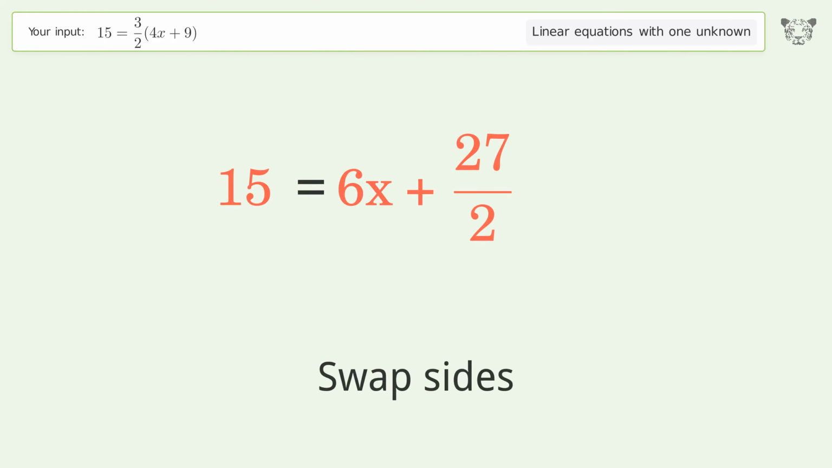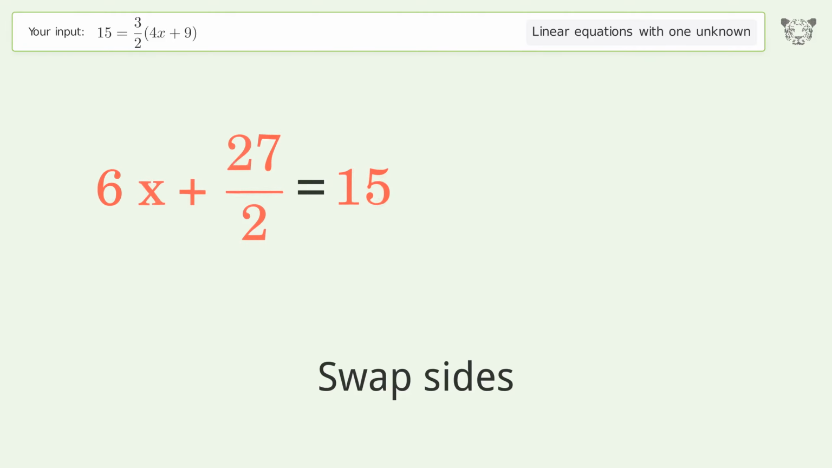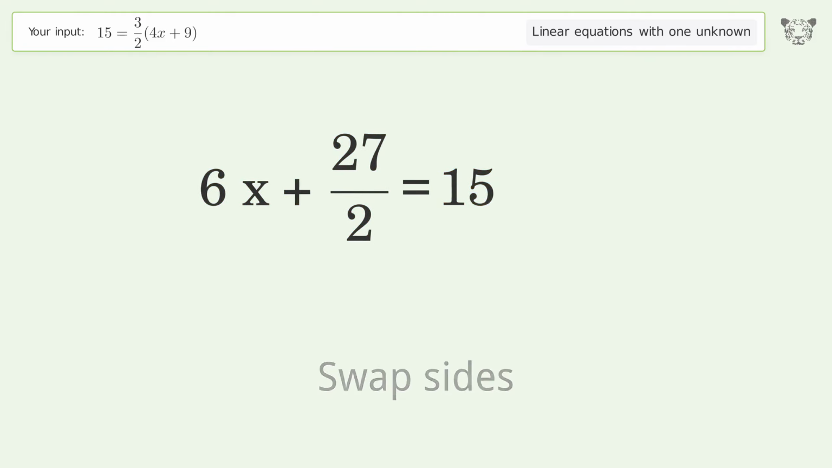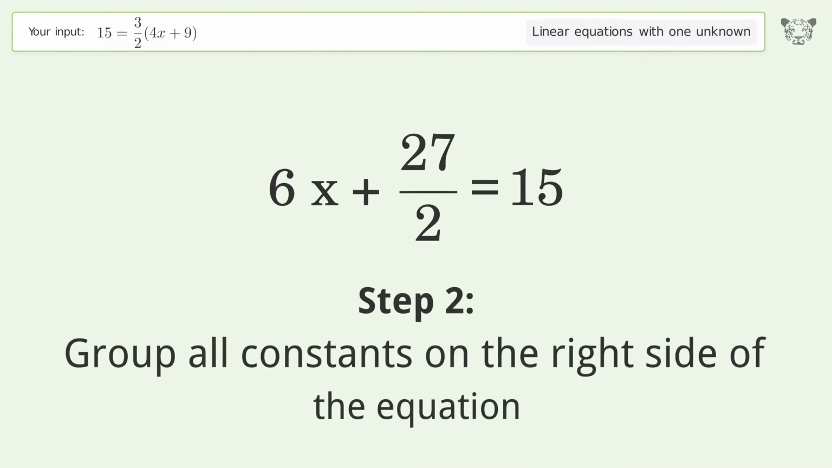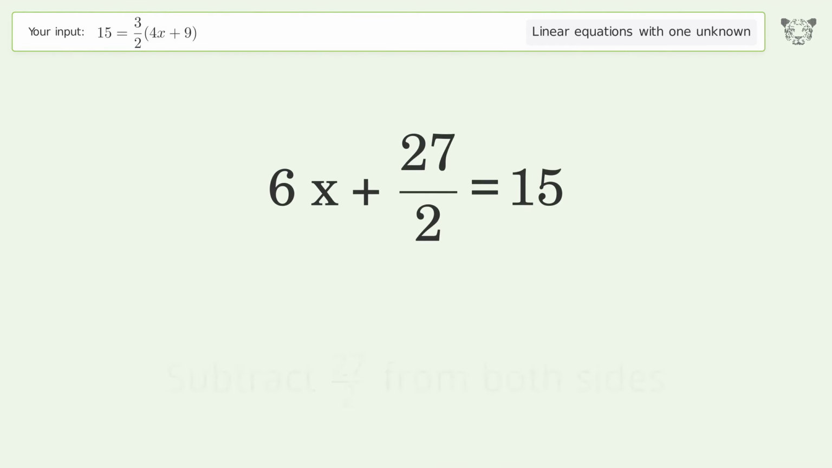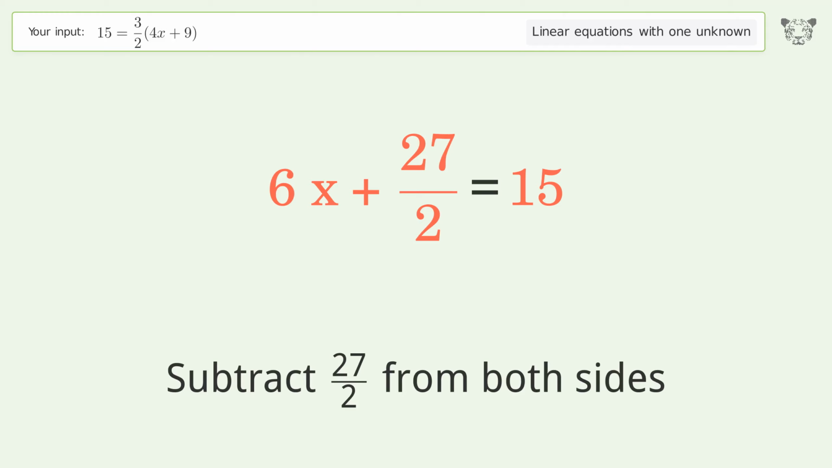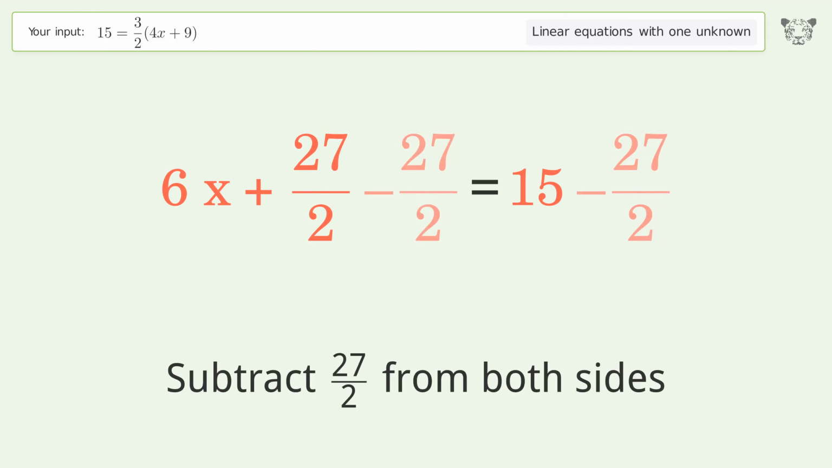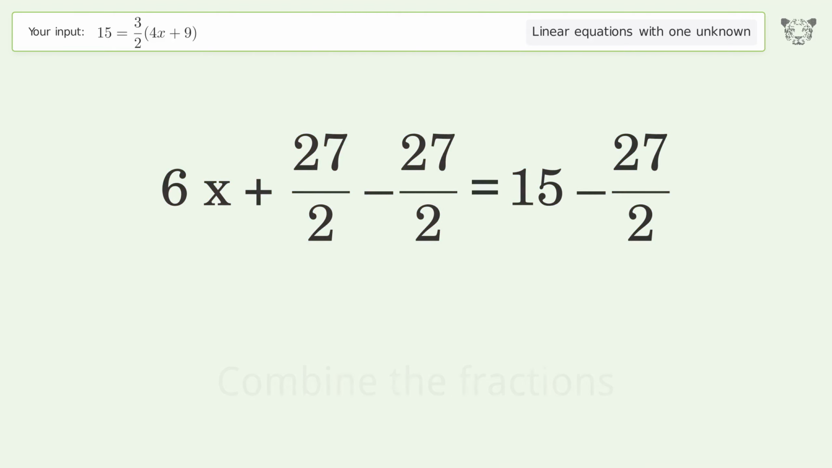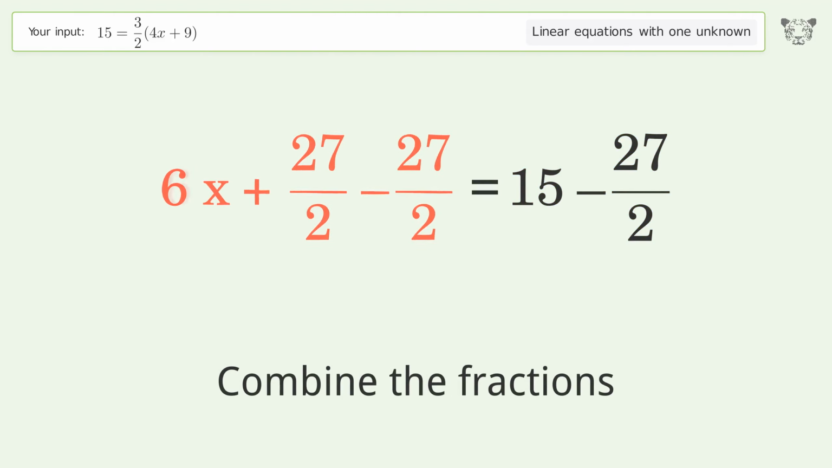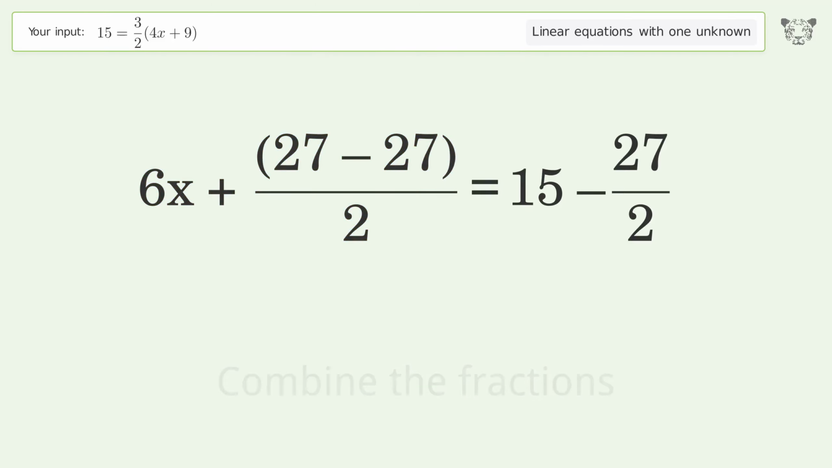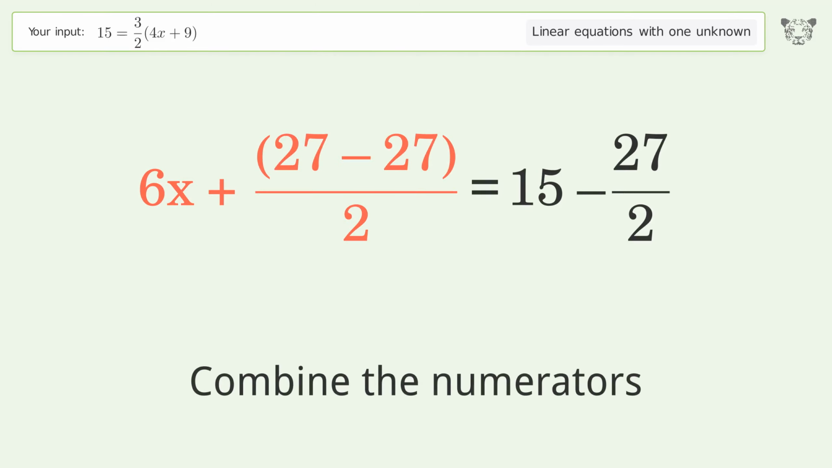Swap sides. Group all constants on the right side of the equation. Subtract 27 over 2 from both sides. Combine the fractions. Combine the numerators.